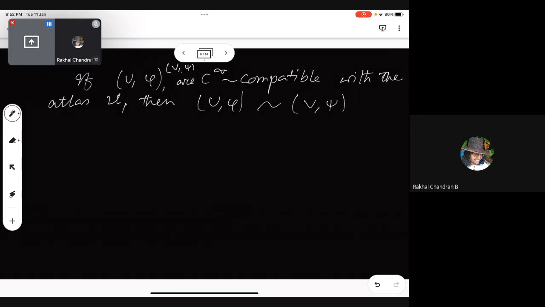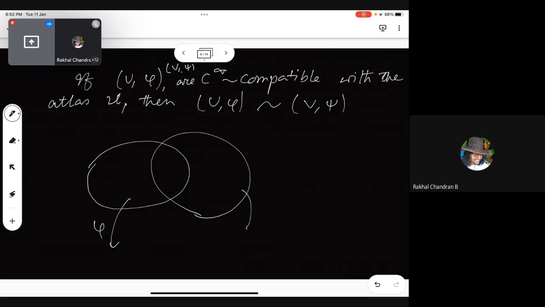Right. So now see, here is U, here is V, right? And this is phi, and this is psi, going into R^n. But the charts from U alpha cover the whole of M. So this intersection will be covered by some U alpha, right? So some U alpha here, let's say. At any other point you look, there will be another one, some U beta. And this argument now is true.